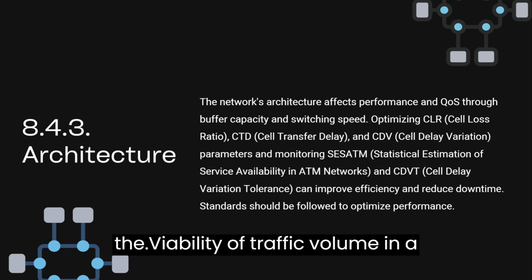And the second last point for today's presentation will be about architecture. So when building a network, the switches and also other equipment that are used can affect how well it performs. So to make sure that the network performs well, we need to consider three things, which are the CLR, the cell loss ratio, CTD, which is cell transfer delay, and CDV, which is cell delay variation. And the CDVT, cell delay variation tolerance, is important because it sets the maximum time a cell can take to reach its destination. And if a cell takes too long, it will be discarded. And there are also standards for things like SESAMTM, which is statistical estimation for service availability in ATM networks, which will measure the network's availability. And by paying attention to these things, of course, network planners can optimize the network's performance and minimize downtime.